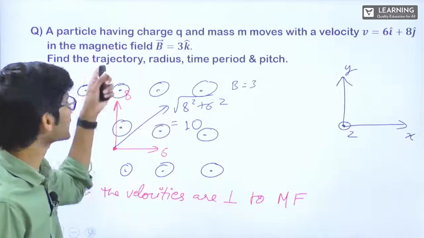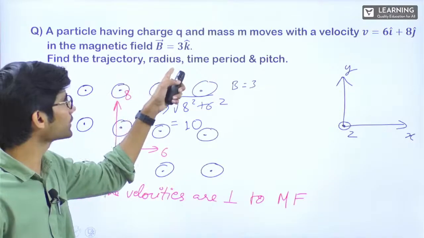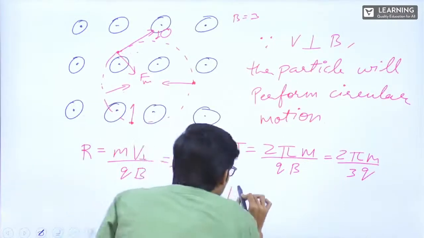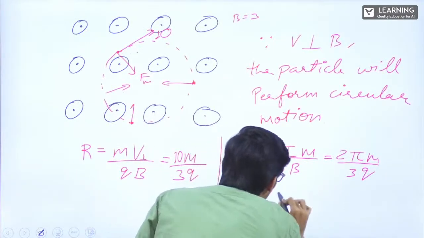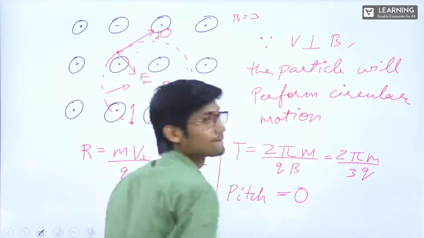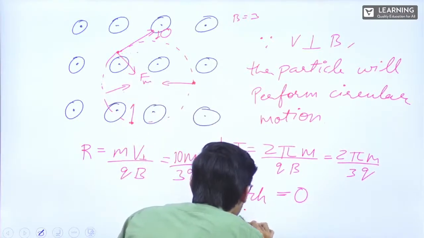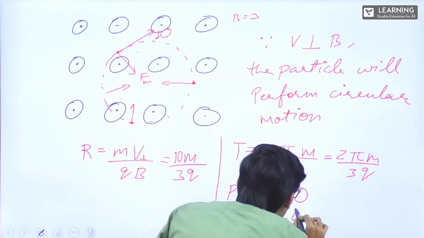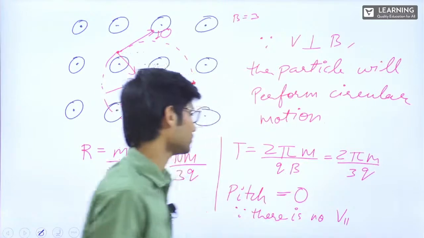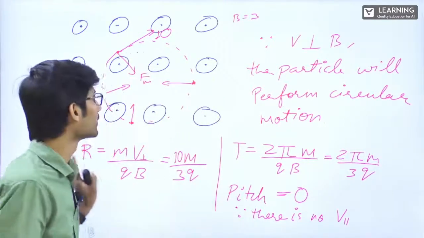We got the trajectory, a circle. We got the radius, we got the time period. What will be the pitch? Pitch is equal to 0, since there is no V parallel. Clear? I hope you got this.